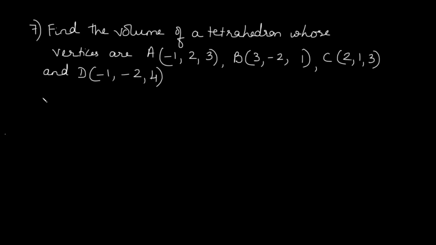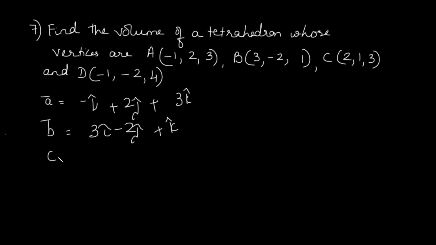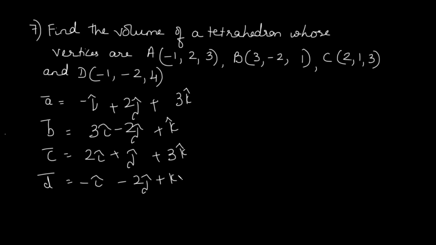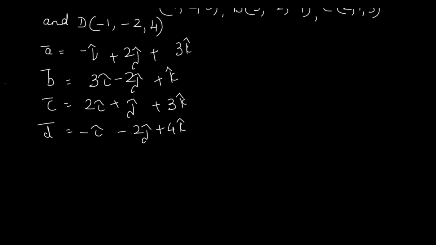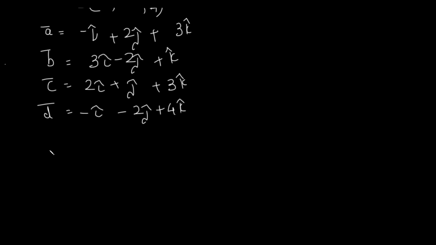C and D. Now first of all we take the position vectors: A bar becomes minus i plus 2j plus 3k. Similarly, for B we write 3i minus 2j plus k. C becomes 2i plus j plus 3k. And the vector D becomes minus i minus 2j plus 4k. Upon writing this, the next step is finding AB, AC and AD. Those are the coterminous edges of the tetrahedron.